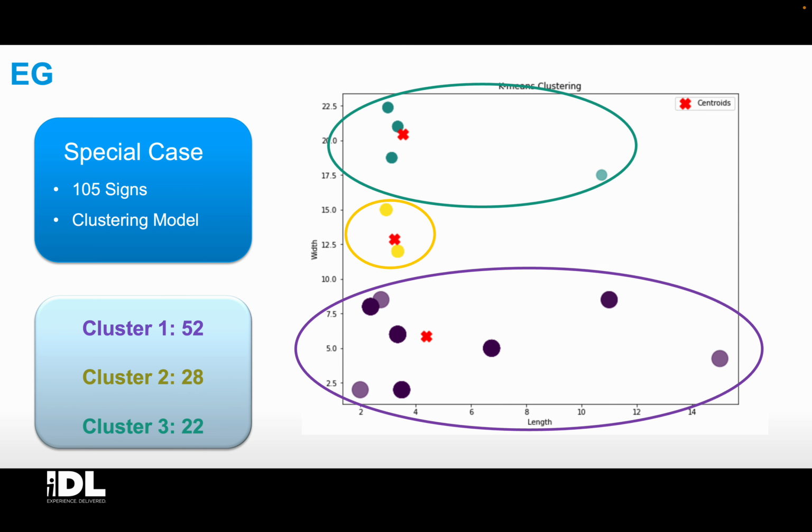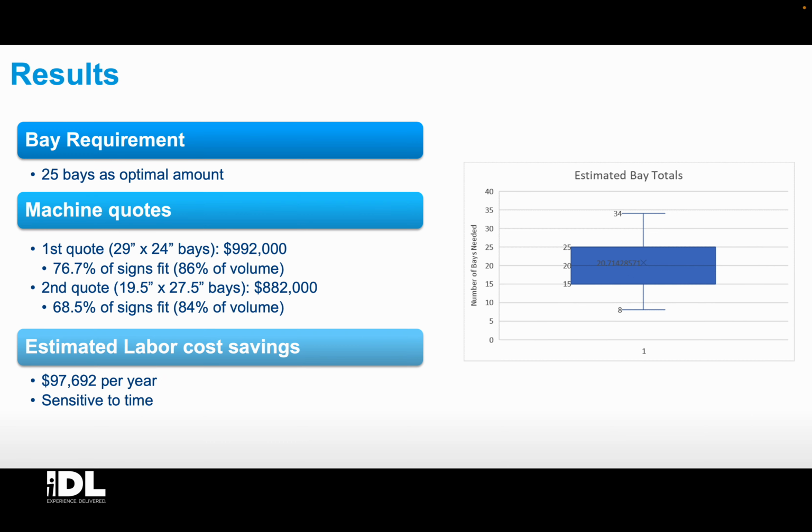EG is a special case because there were 105 signs that go to every store. We used a clustering model to split the large group into smaller groups. The clustering model created 3 clusters. Cluster 1 had 52 signs in it, Cluster 2 had 28 signs, and Cluster 3 had 22 signs. Using variations of the grouping methods mentioned before, we gathered our final estimate for the machine to be 25 bays.